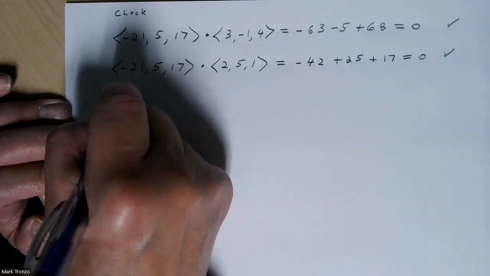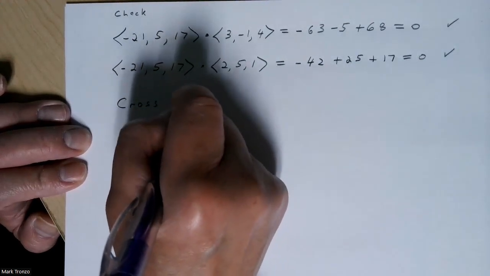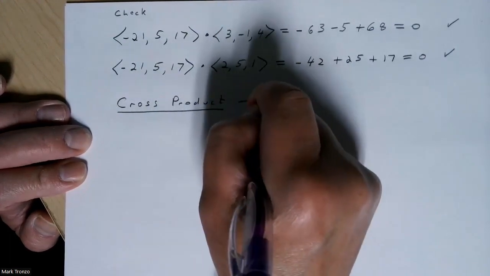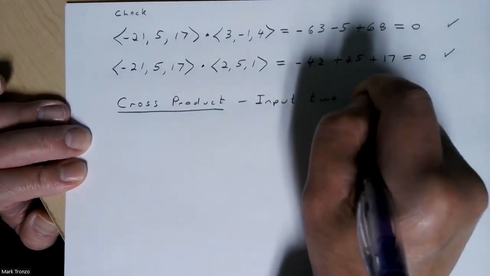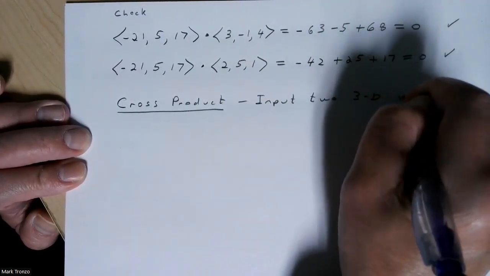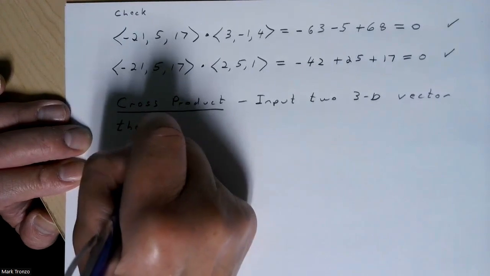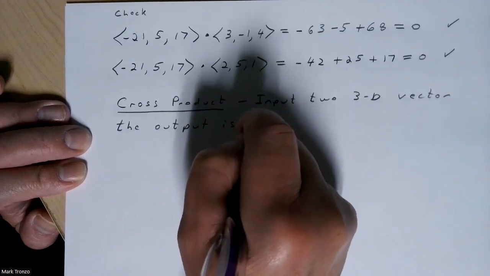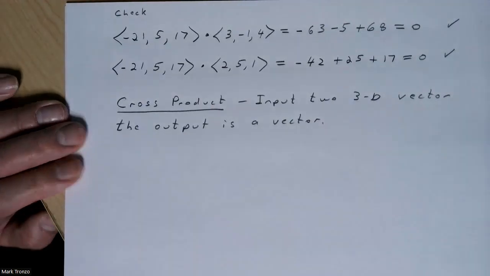Now notice the other thing with the cross product: unlike the dot product, we inputted two 3-dimensional vectors. Again, it only works with 3-dimensional vectors. We input two 3-dimensional vectors, and the output is a vector. Remember, for the dot product, the output was a scalar. Here it's a vector.